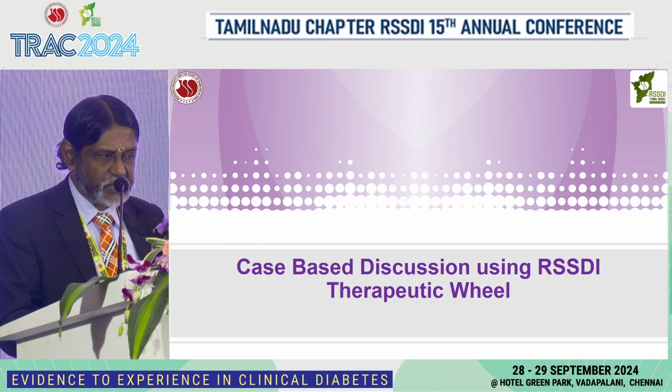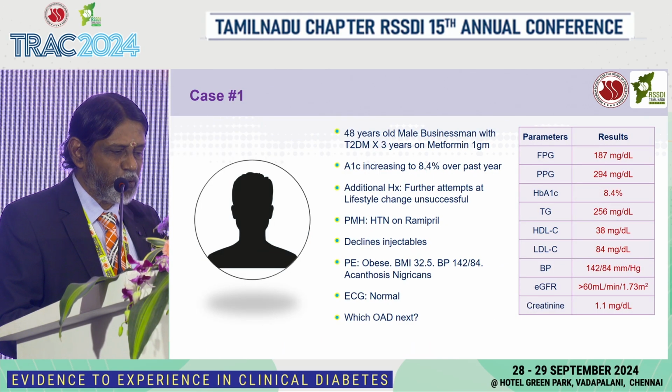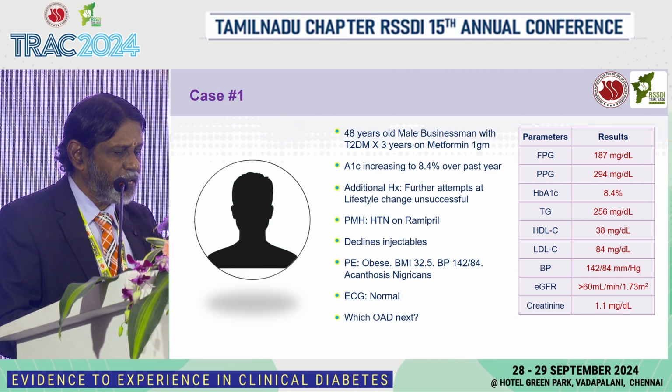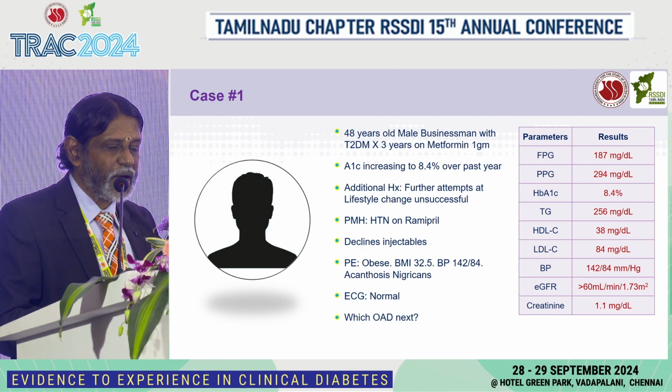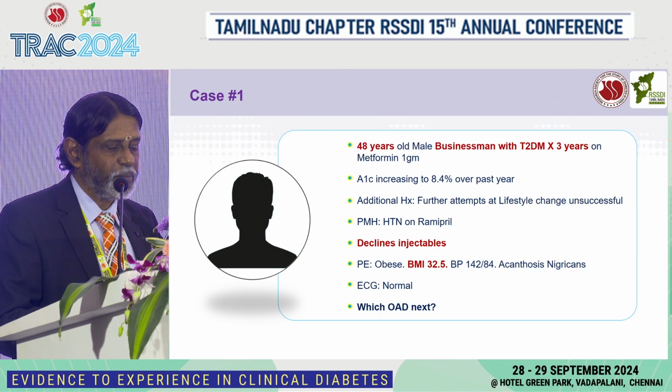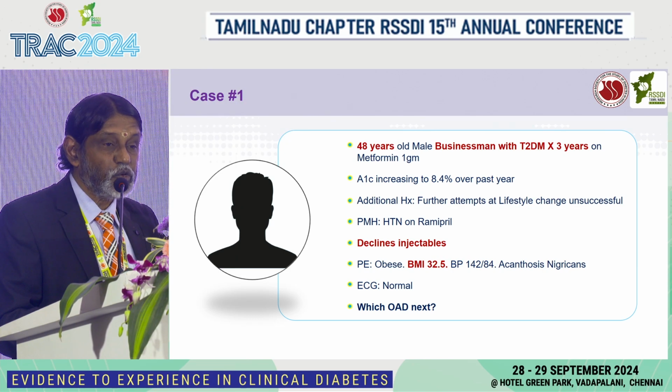So case-based discussion using the RSSDI therapeutic wheel. I have explained the therapeutic wheel, and here is a patient, a 48-year-old male businessman, A1C increasing to 8.4. Additional history: further attempts at lifestyle change unsuccessful, and past medical history of hypertension on ramipril. If you look into the parameters, fasting, postprandial, A1C, triglycerides are elevated. So businessman, type 2 diabetes for 3 years, declines injectables, obese, BMI 32.5, ECG normal. Which OAD next?